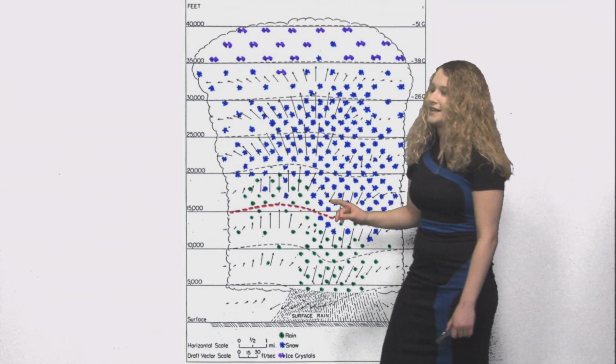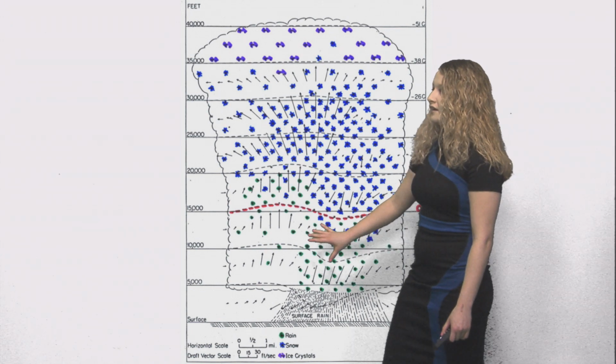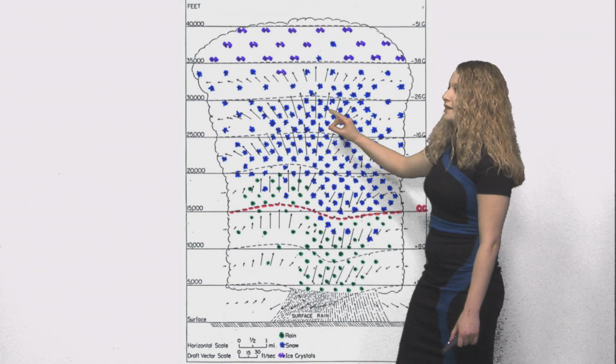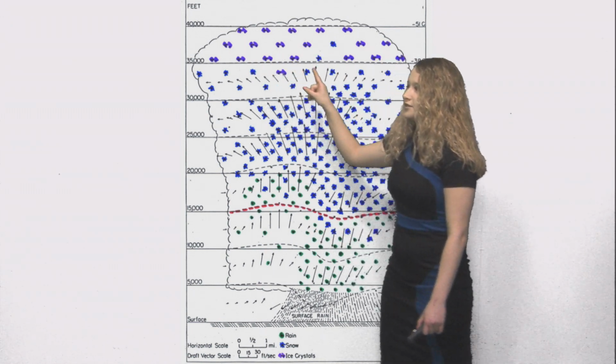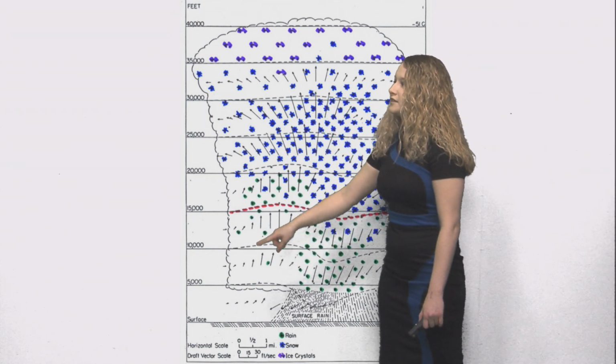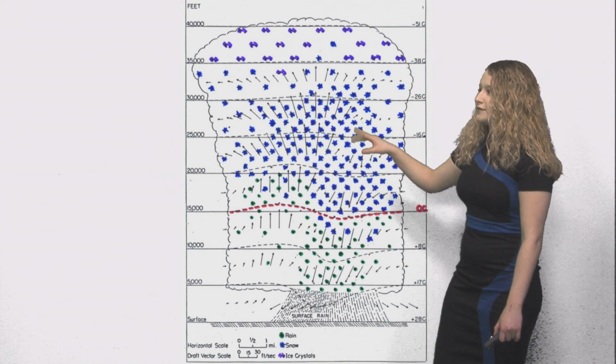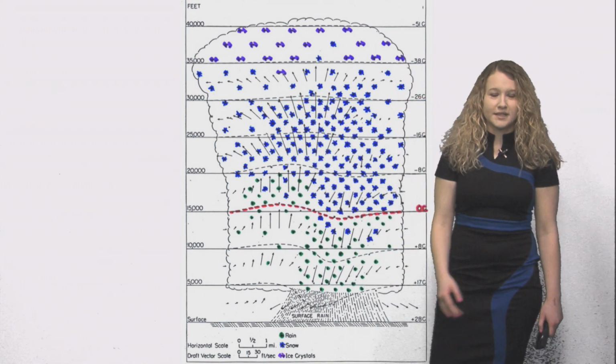This is the mature stage. Now this stage does not last for very long. So here you have your green, and that's your rain, your blue is snow, and then this purple here, these are your ice crystals. So you're starting to get those ice crystals to form. You not only have an updraft with these up arrows here, you also have a downdraft as well. So the downdraft is where you start to see some of that precipitation fall.